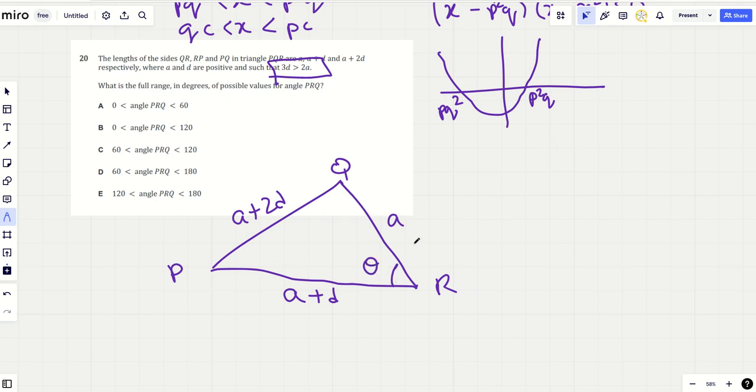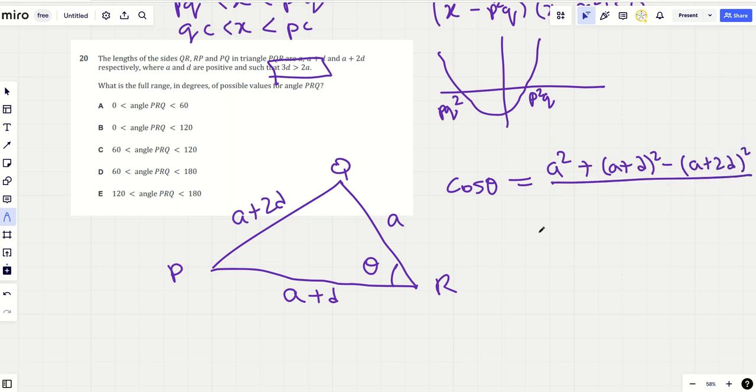Now, I hope you're getting to the point in your preparation for these papers of looking at something like that and thinking, cosine rule. It must be cosine rule. It's the only way we're going to find that angle. So cos theta equals a squared plus (a plus d) squared, minus (a plus 2d) squared, all over 2 times a times (a plus d), 2a(a plus d).